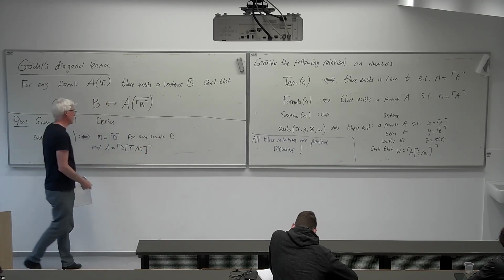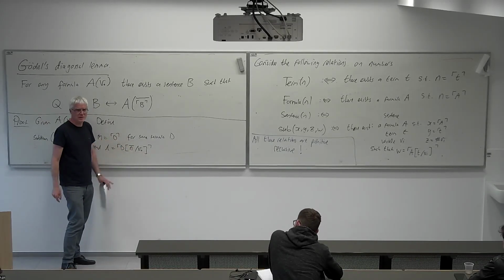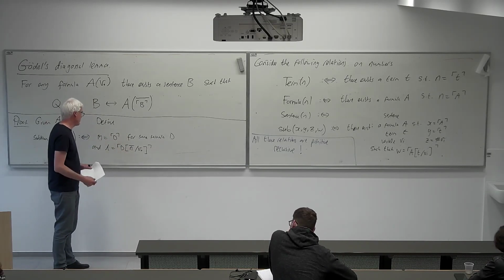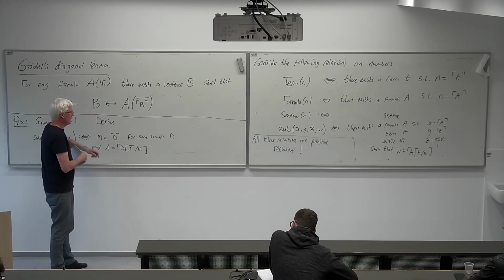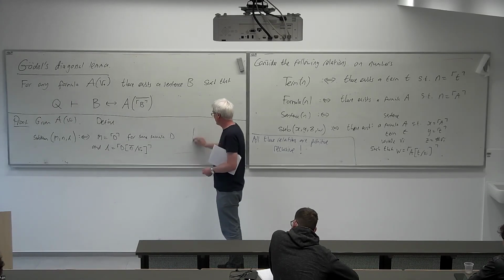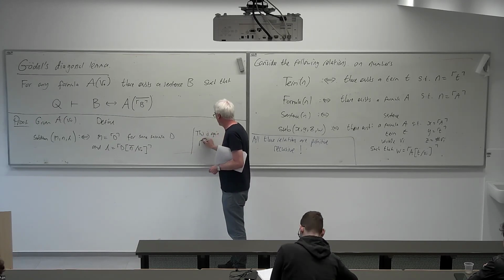D may not contain the variable v0, but in that case, the substitution doesn't do anything. So we substitute the numeral of N for free occurrences of the variable v0. And once again, this relation is primitive recursive.